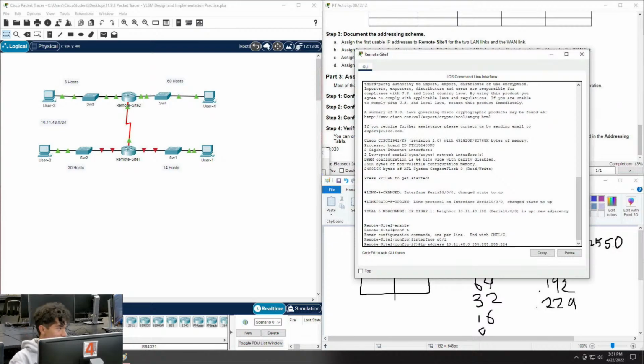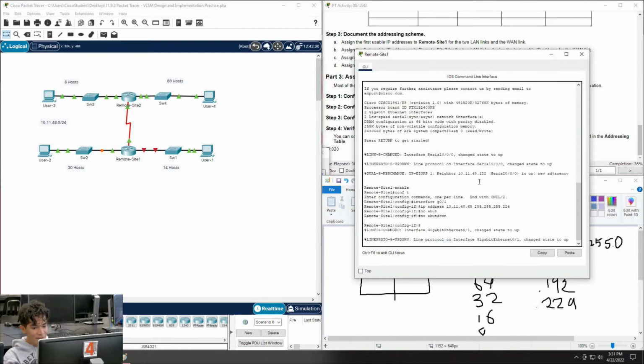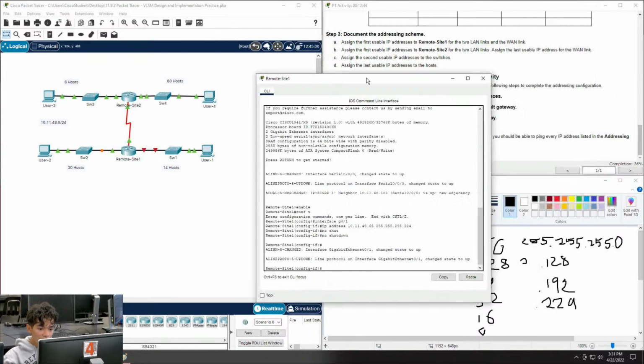And since this is the router, we'd start with the beginning IP address, which would be the first usable. So 65 would be the first usable address. Oh, and then we want to make sure the actual interface is active, so it could be used. That would be a no shutdown command. And there you go.